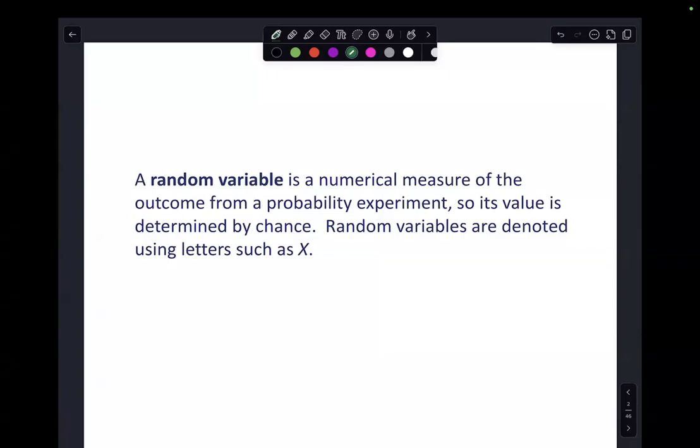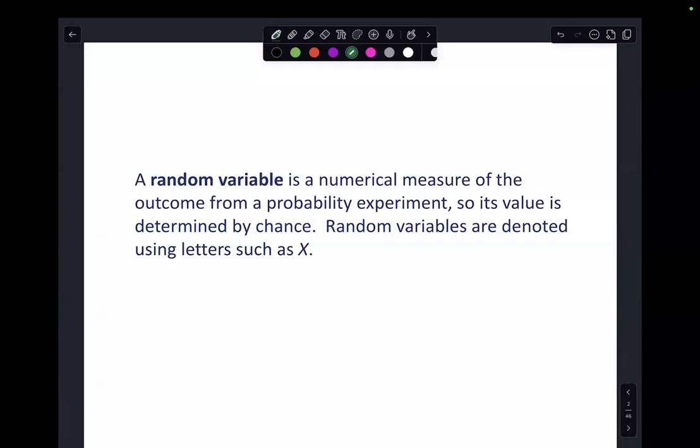So a random variable is the numerical measure of the outcome of an experiment. I'm trying to think of a good example, and I can't think of one. I have examples that are in our lesson, and you'll get one. You'll understand what I'm talking about.